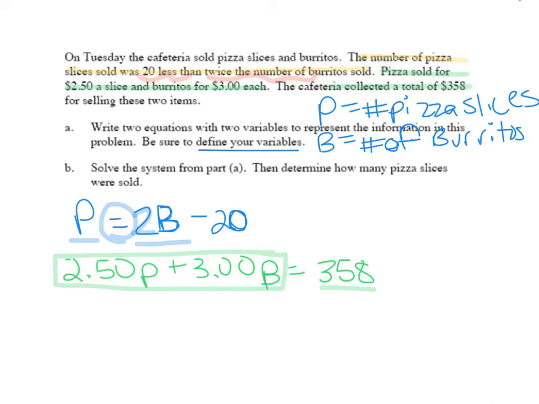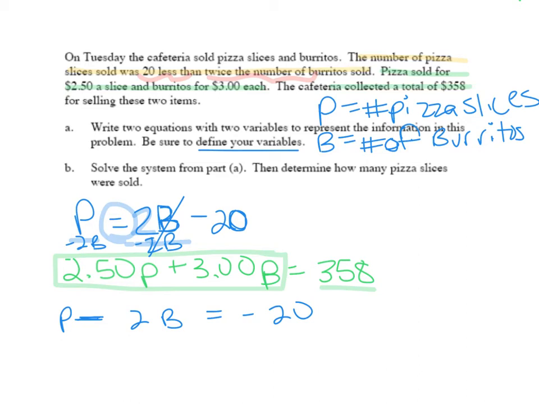Because of the p equals, this is a better candidate for substitution method. But for the sake of practice, I'm going to set this up for substitution. All I'm going to do is get the pizza and burritos both on the left by minusing 2b on both sides of my equation. Minus 2b, minus 2b. So now that blue one says pizza minus 2b is equal to negative 20. Don't worry if you can't do this step. I won't ask you to do this again.